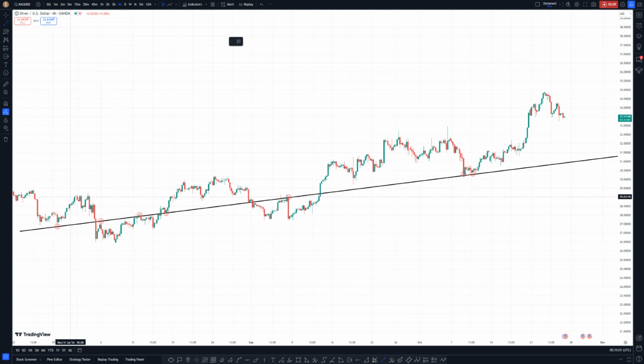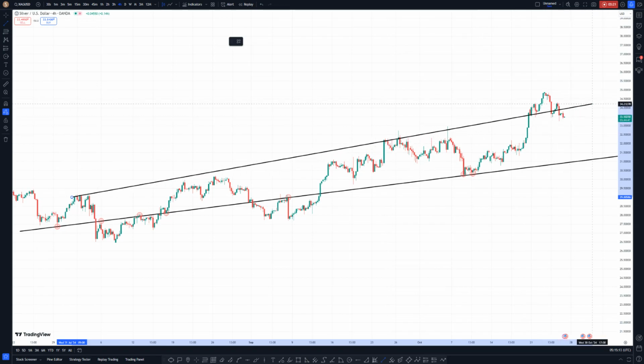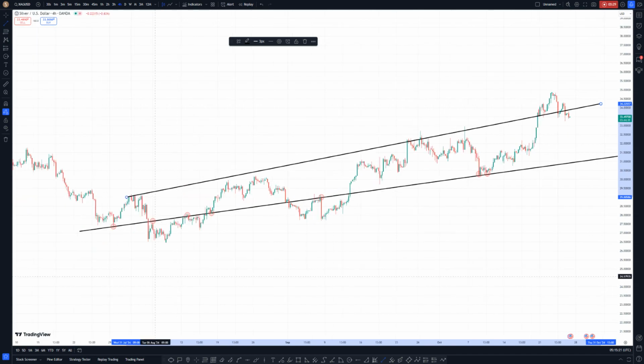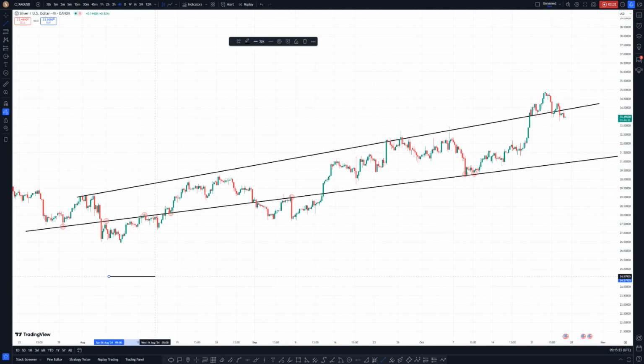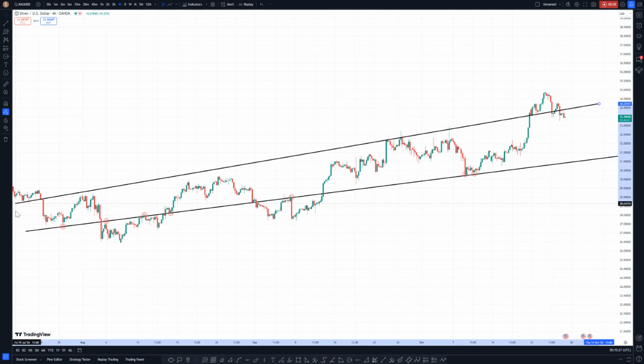So let's go straight. Let's see what structure we can find. We have here resistance structure, resistance structure, resistance structure, and let's see what we can make out of it. Let's see what we can make out of this structure. Started from here.